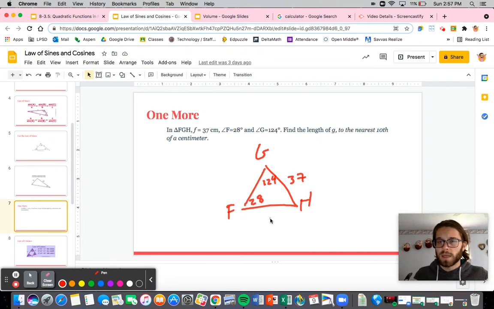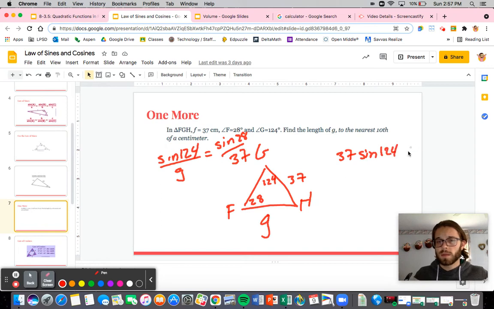And so down here, you're going to have the other ones. Oh, you need G. Okay. So we have sine of 124 over G is equal to sine of 28 over 37. So let's cross multiply. I'll get 37 times sine of 124 equals G times sine of 28.